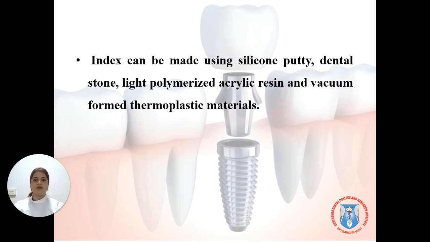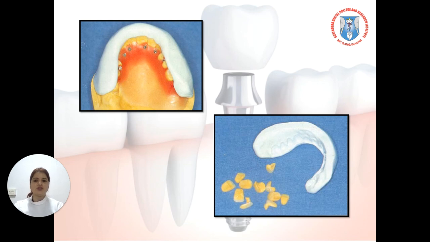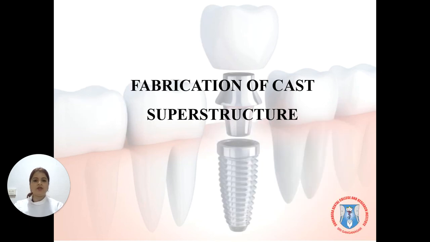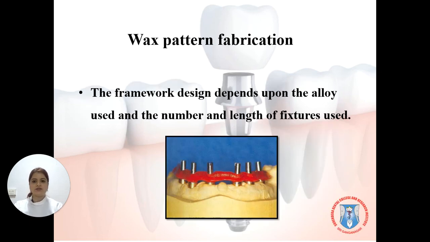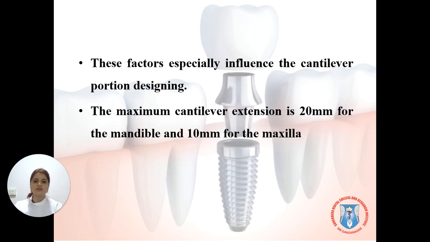The index can be made using silicon putty, dental stone, light polymerized acrylic resin and vacuum formed thermoplastic materials. In this picture, you can appreciate the indexing made from the silicon putty material. Now the fabrication of the cast superstructure is done. Wax pattern is fabricated. The framework design depends upon the alloy used and the number and length of the fixtures used. These factors especially influence the cantilever portion design.